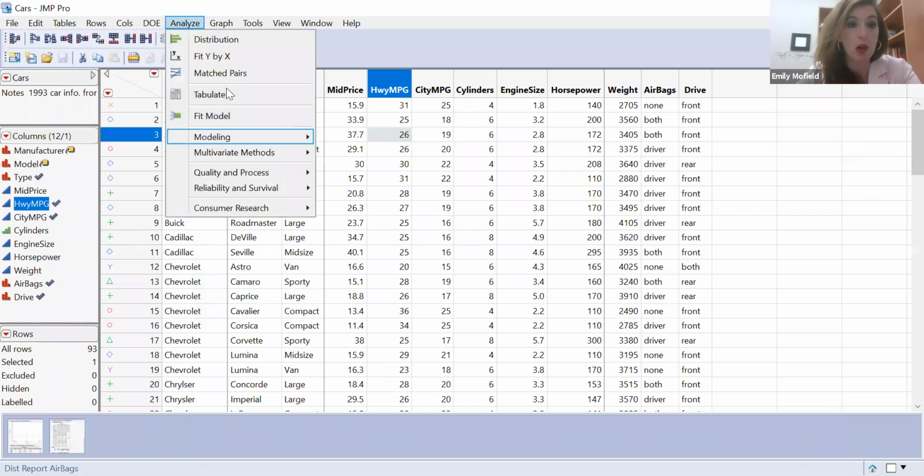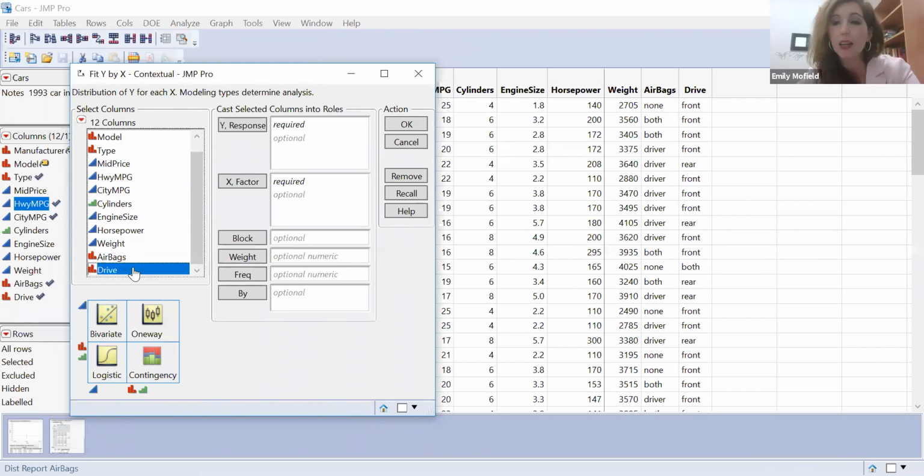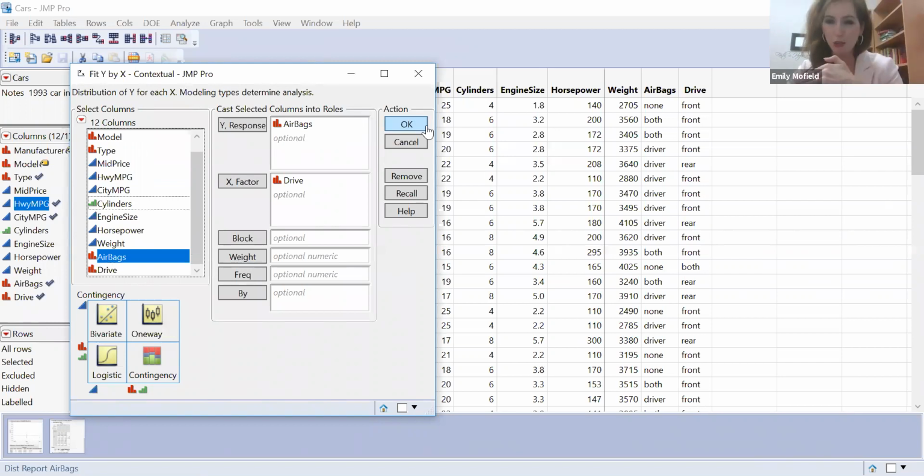So go to Fit Y by X, and I want to see if there is an association between drive and airbags. I have to think about which one I want to be the predictor variable and the criterion variable. Sometimes it really doesn't matter, but it is something to consider. Which one do I think is going to influence the other? I'd say that very loosely, but maybe it's the type of drive that influences the airbags, or that's what kind of drives the relationship.